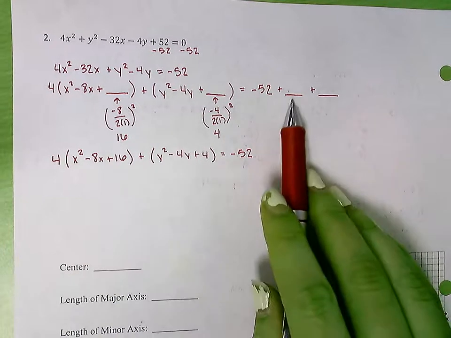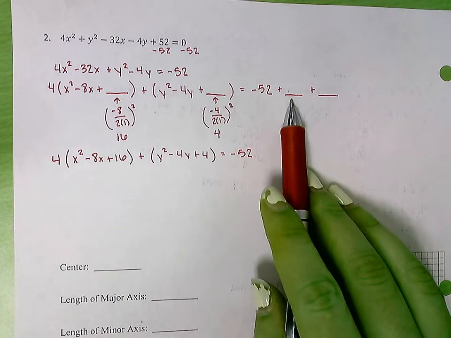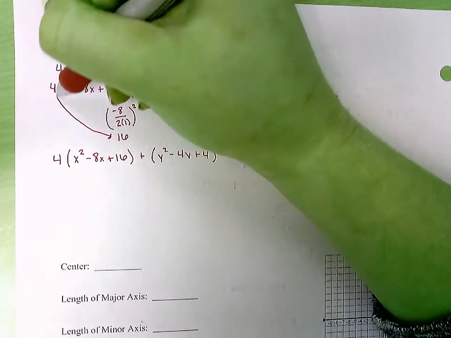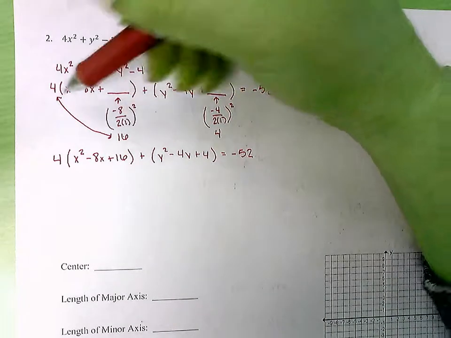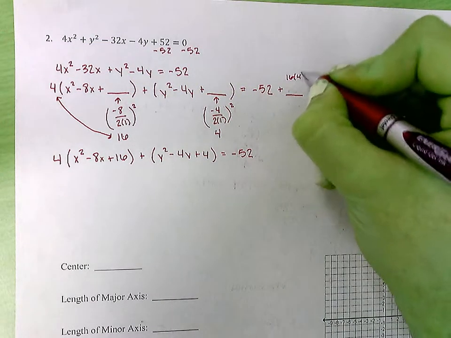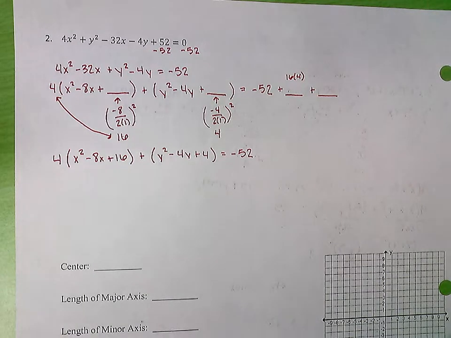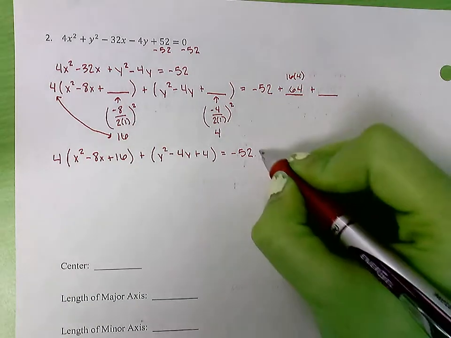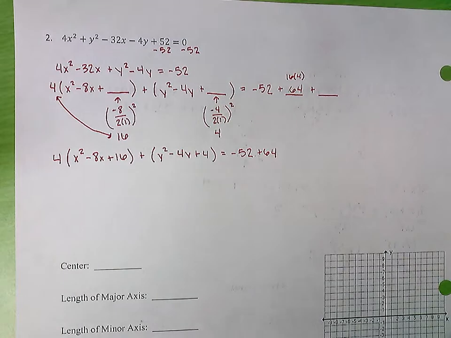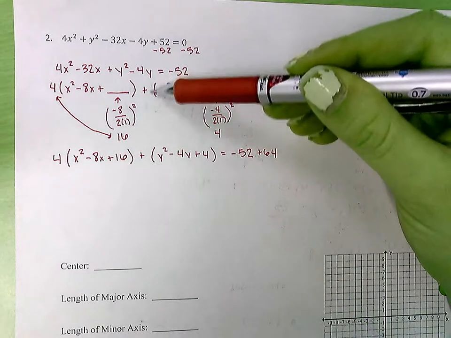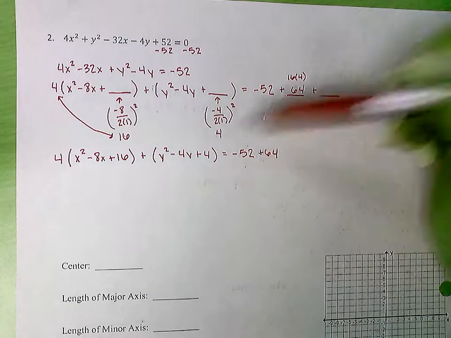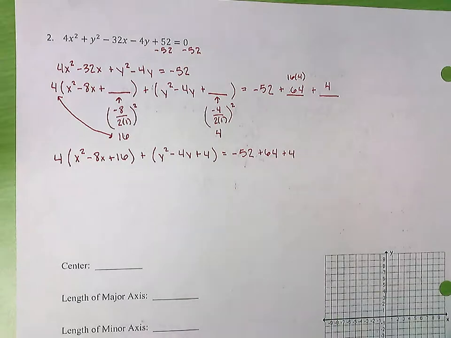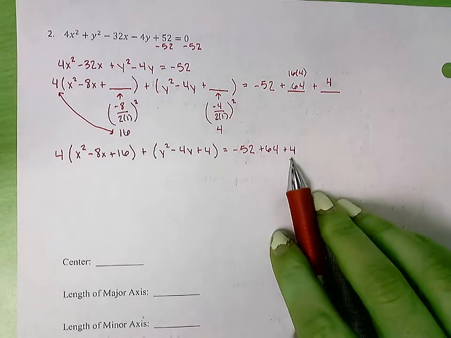Now I need to add to these blanks here. So to get this first one, I need to multiply these two numbers together. So I'll multiply 16 times 4. That's 64. So I need to add 64 here. For this one, since there's a 1 out here, if you multiply those together, you'll just end up with 4. So I can add 4 to this side. And down here as well.